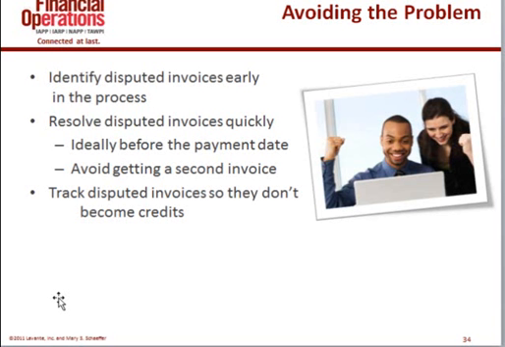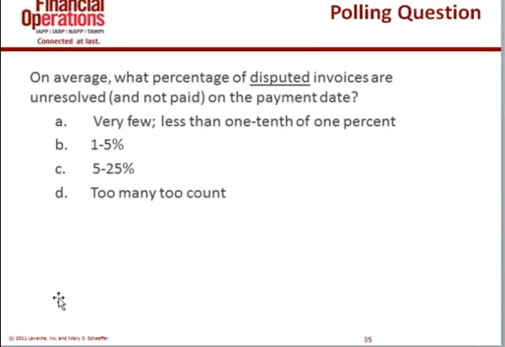So good processes. Now, this is the one we alluded to at the beginning, that we had a polling question that we asked that we entered late. Here is the question, but we're not going to be able to answer it in the polling question. So if you can just type in A, B, C, D in the question box, we can kind of get an idea of where you're going with that. So on average, what percentage of disputed invoices are unresolved and not paid on the payment date in your organization? And obviously this is a guess. I mean, I suspect that very few of us know exactly.